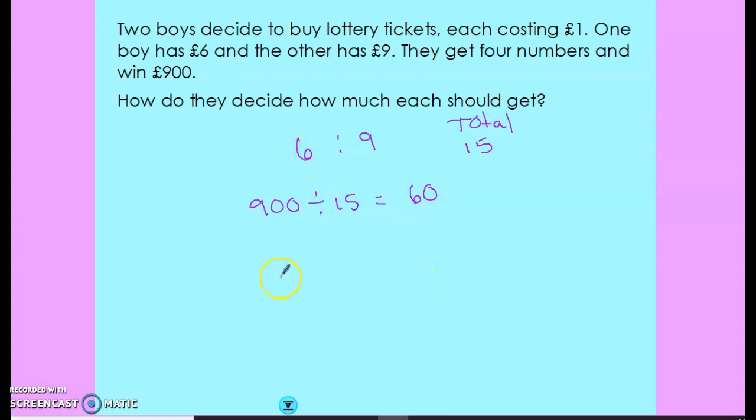Now, the first boy here that had 6, he should get 6 lots of that 60, so he should get £360. The second boy had 9, so he should get 9 lots of that 60, so he should get £540. And what you should always get is when you add up the 2 amounts that they each get, it should take you back to your total.